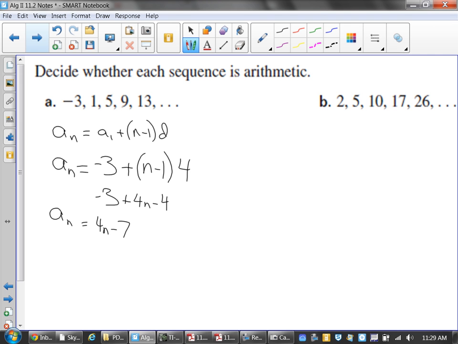Now, if you look at the other one, you've got 2, 5, 10, 17, 26. Is that going up by the same amount each time? No. But could you figure out what the next term is? Yeah. It's going up by what? 3, 5, 7, 9, and the next one will go by 11. Could we probably come up with some sort of an equation for that, similar to what you did yesterday? We could. It's a pain because it's not a very easy one to write. But since this is not arithmetic and I want to write an arithmetic sequence, what do we do?